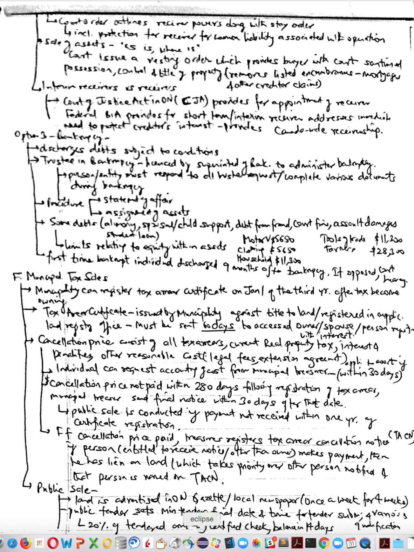Some debts are not released, including claims for alimony, spousal or child support, debts arising from fraud, a court fine, an award for damages following an assault, or student loan obligations.